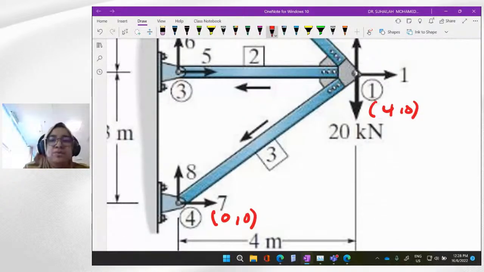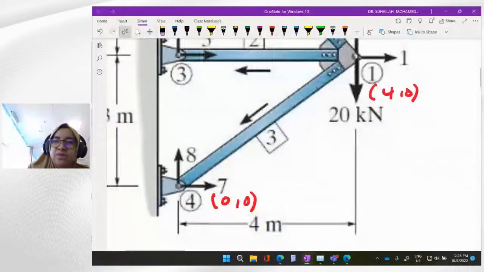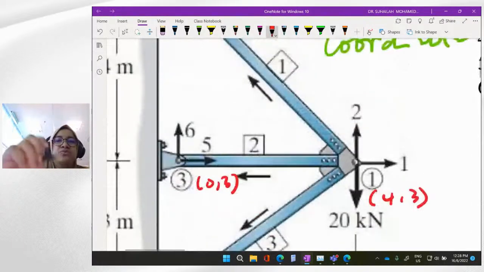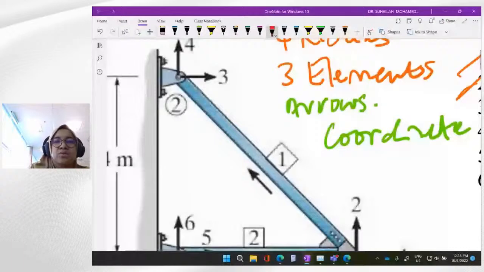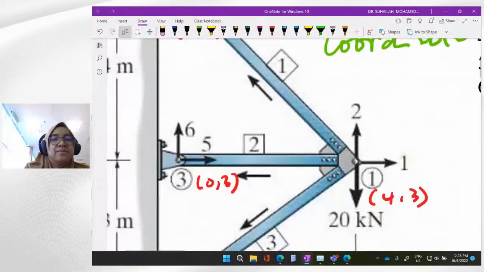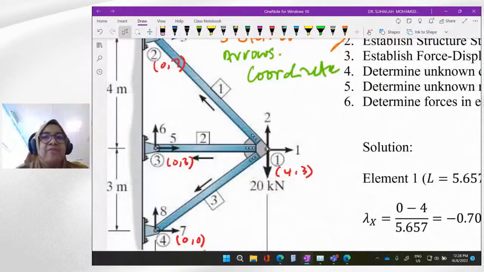Okay, so node number 4, sorry, this is 4, 3, not 4, 0. This is 4, 3. Okay, and then node number 3 is 0, 3. And node number 2 is 0, 7. And this is very, very important. We have to put the coordinate. We cannot analyze anything without coordinate.